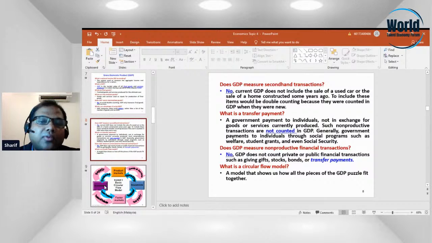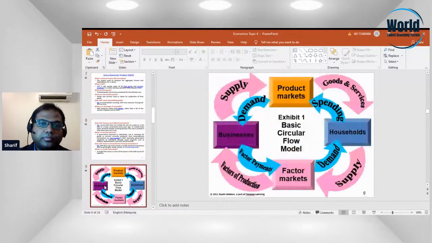What is a circular flow model? A model that shows us how all the pieces of the GDP puzzle fit together. In the basic circular flow model, factor markets send factor payments and factors of production to business, and business has demand and supply. They go to the product market, which has goods and services and spending, and they go to the household, and household also maintains supply and demand. This is the circle of the model, showing how the whole market is moving.